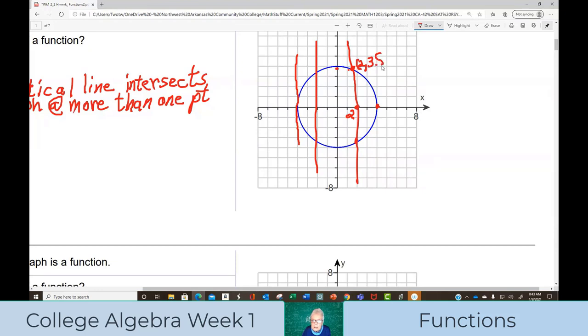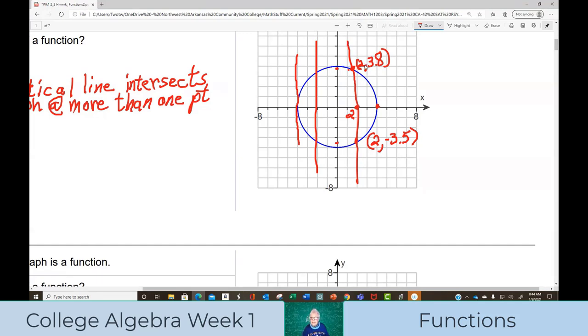Ah, but 2 is also being mapped to whatever that number is. Negative 1, negative 2, negative 3, it kind of looks like negative 3.5. So 2 is being mapped to negative 3.5. Now tell me, where is 2 going? Is it going to 3.8 or is it going to negative 3.5? Where can I find it quickly? That's why this is not a function, because there's confusion about what is happening, where 2 is being mapped.